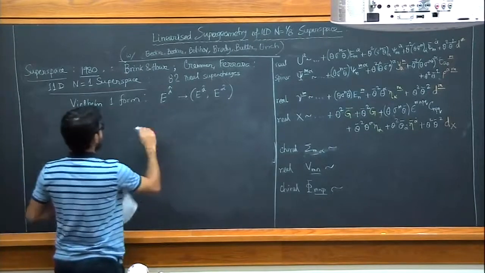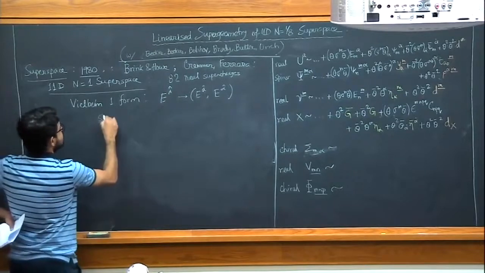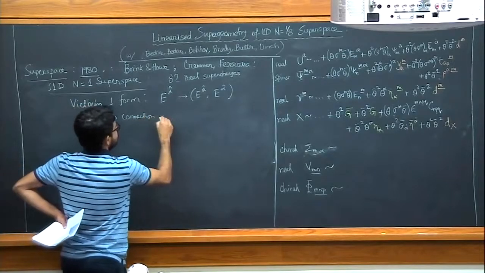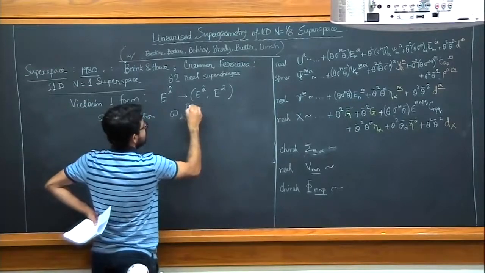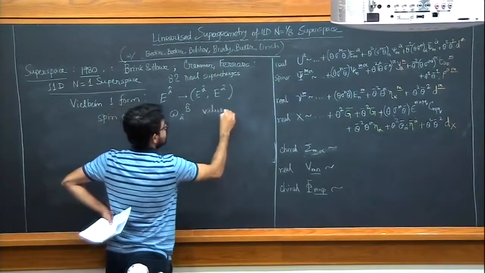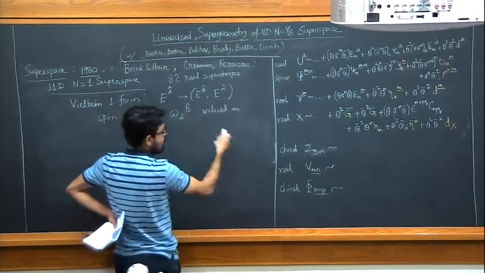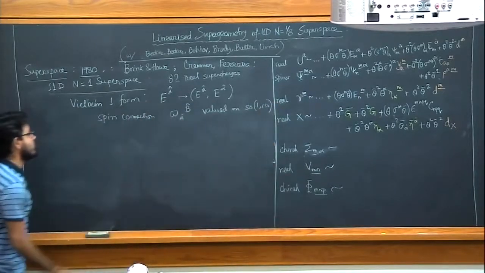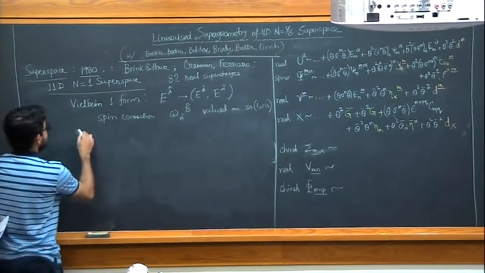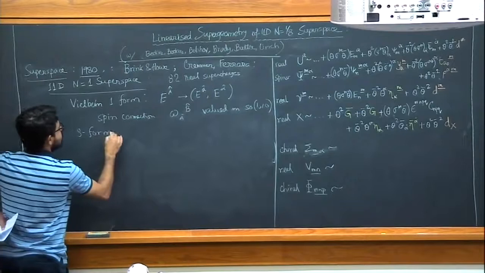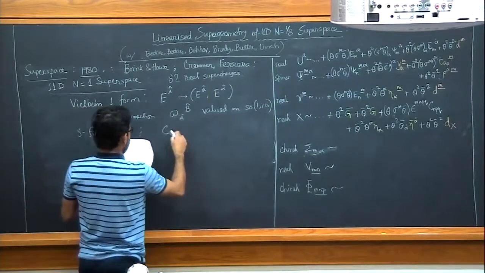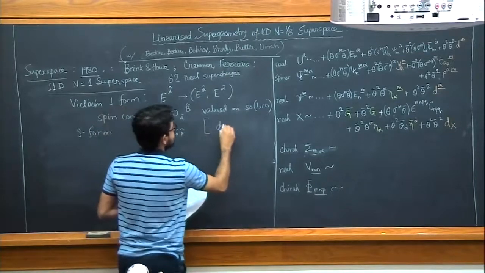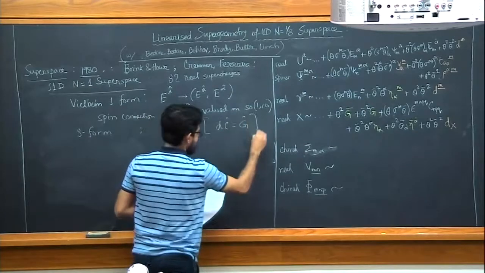In the Gilbine formalism we also need the spin connection, omega AB, and this is valued in the Lie algebra of the local Lorentz symmetry, SO(1,10), right? And then we also have the 3 form. This is going to be a super 3 form, C_NNP, and then its field strength is, right?